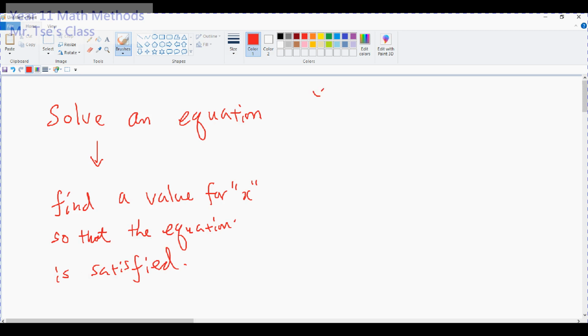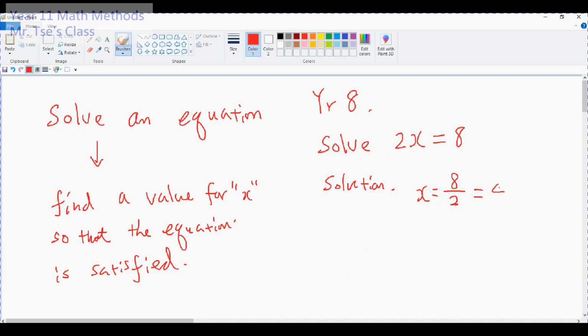Like in year 8 or earlier, you've learned, like, we ask you to solve 2x equals 8. Okay, so what does it mean? That means you need to find an x by which you can multiply by 2 and equals 8. And so we know what it means. Okay, so the solution would just be you transpose 2 to the right hand side, and 8 divided by 2 is 4. So that's how it works.